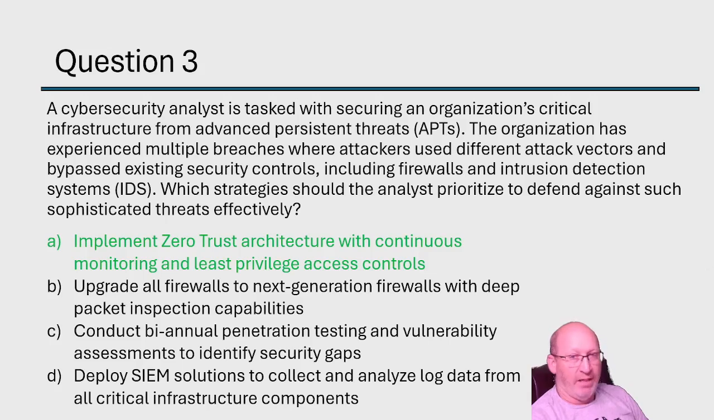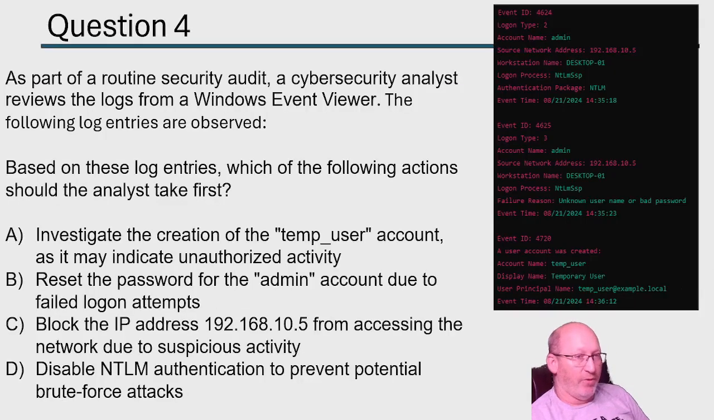There we go. All right. Moving on, question number 4, getting a little bit more difficult on this one. As part of a routine security audit, a cybersecurity analyst reviews logs from Windows Event Viewer. The following entries are observed. Based on these log entries, which of the following actions should the analyst take first? What do you think? I'm going to give you some time on this one.